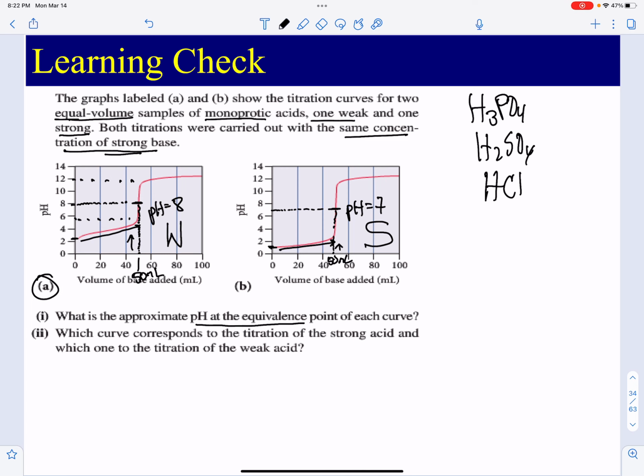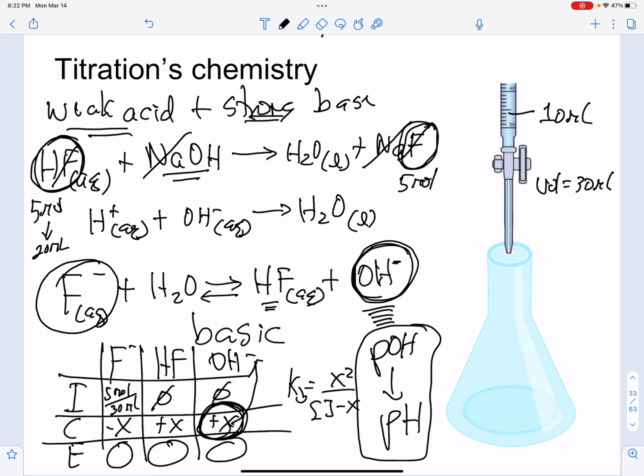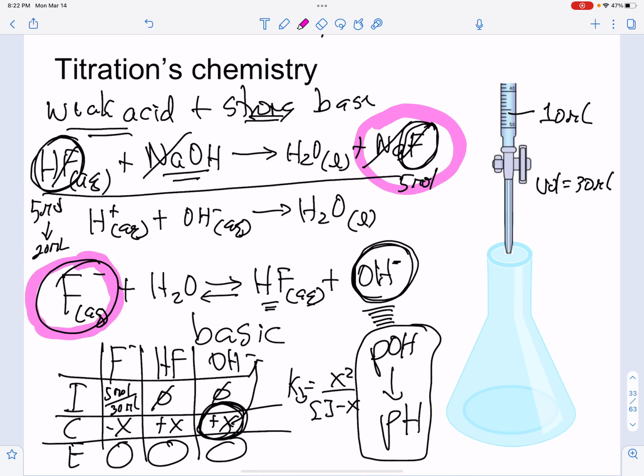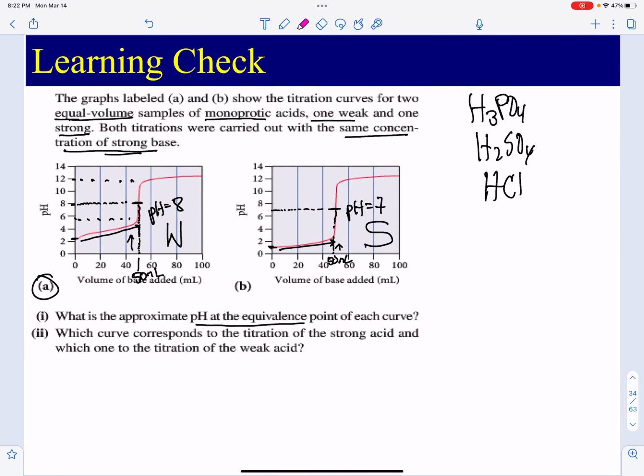Does that make sense? Well, remember what I told you. When you did the titration of the weak acid, you created the conjugate base. The conjugate base immediately reacted with water, creating an equilibrium that produced hydroxide. Therefore, it makes sense that the pH is going to be basic, because hydroxide is being produced at the equivalence point. And with that information, we can decide which one is the weak, which one is the strong.